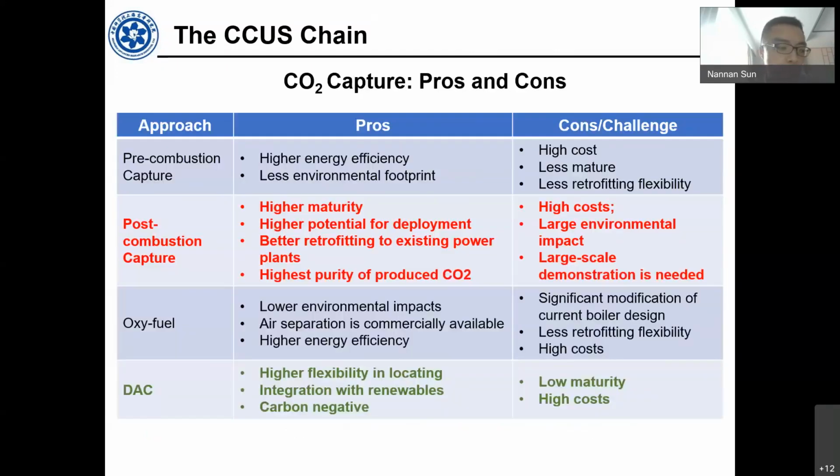There are some pros and cons for different kinds of technologies, but I think the most important technology currently is the post-combustion capture, because this is the most mature technology currently, and we can use this kind of technology directly in the energy system we're using now. And also the direct air capture, because this is a carbon negative capture technology. We can remove the CO2 from the air directly. That is very important, actually, if we want to achieve carbon neutrality. It is expensive, yes, but it's very important to achieve carbon neutrality.